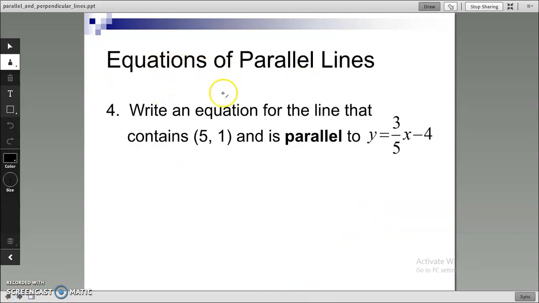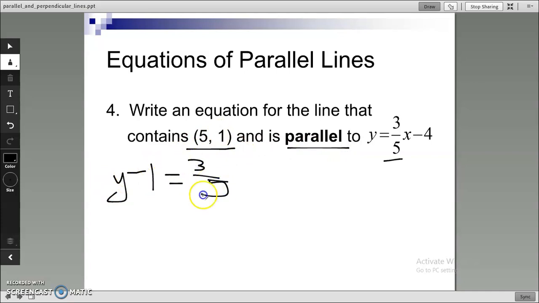It says equations of parallel lines. Write an equation for the line that contains (5, 1) and is parallel to y equals 3/5 x minus 4. Well, it doesn't tell us what form, so of course I'm going to cheat and just use point-slope form. I have my slope, which is 3/5 because they're parallel, and I can use this point. So that's y minus y1, which is 1, equals 3/5 times x minus x1, which is 5. They didn't specify, so I can leave it just like that.